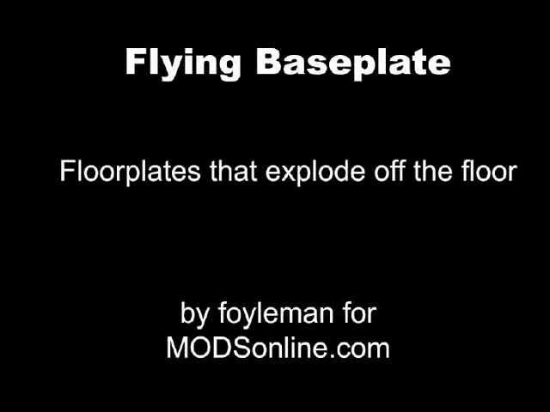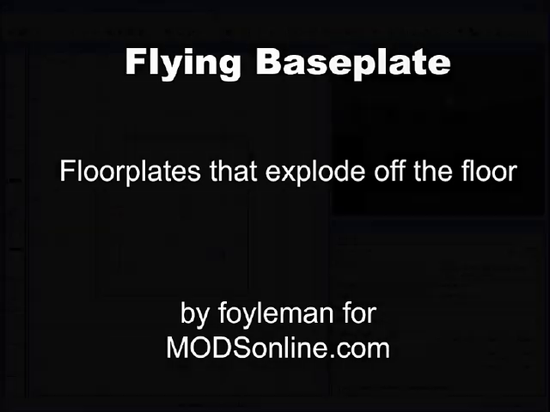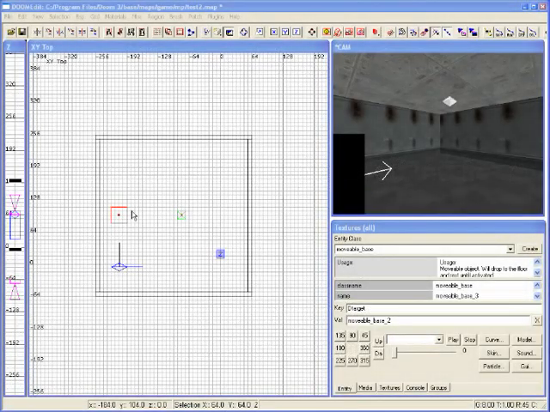Alright, in this tutorial I'm going to show you how to make an exploding floor plate. A floor plate that just takes off out of the ground for whatever reason, as long as it is triggered. It could be a player walks into an area and an imp is under the ground and you want the floor plate to fly up out of the ground and then the imp to come up. I'm going to show you how to do that.